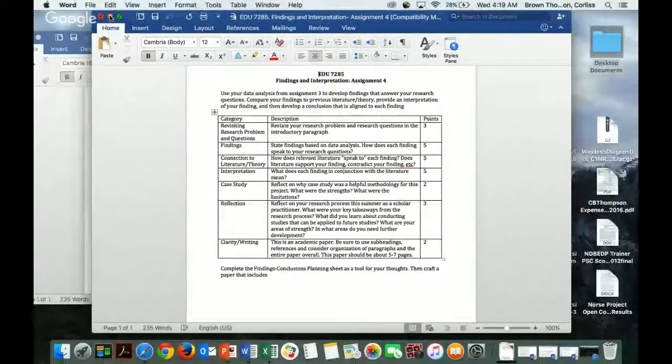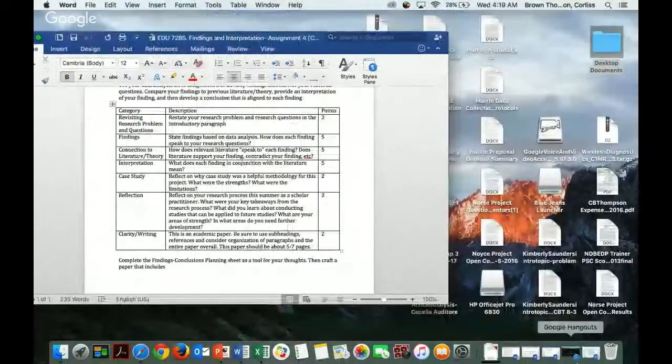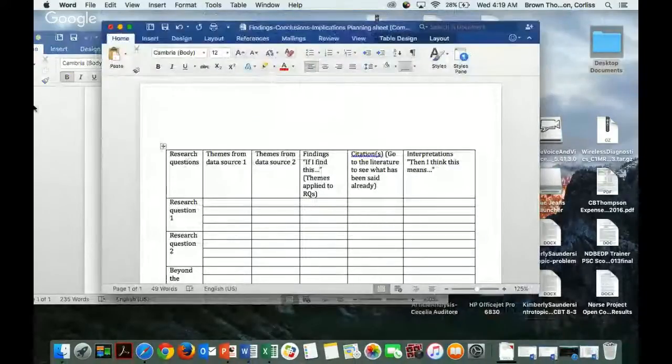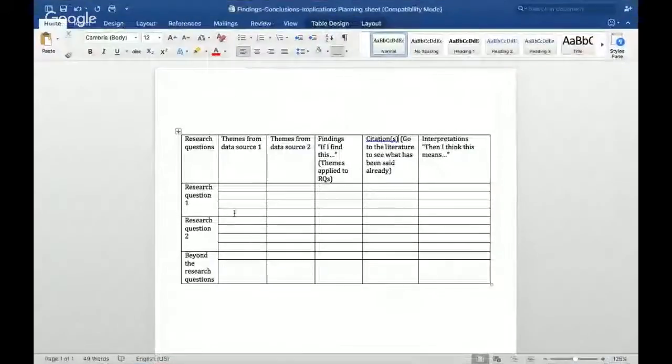Uh-oh. I've got 2 of the same thing and not what I'm looking for. There we go. All right, so here's the table.